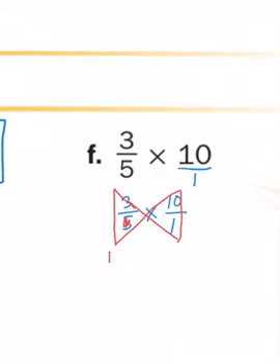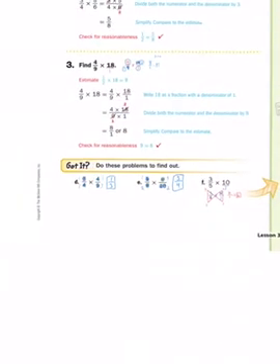5 goes into itself once, and 5 goes into 10 twice. I'm also going to write that 1 and 3 there. Now when I multiply, I get 6 over 1, which is 6. All right, how did you do on those 3 problems, D, E, and F? If you got all 3 of them right, you're doing great.